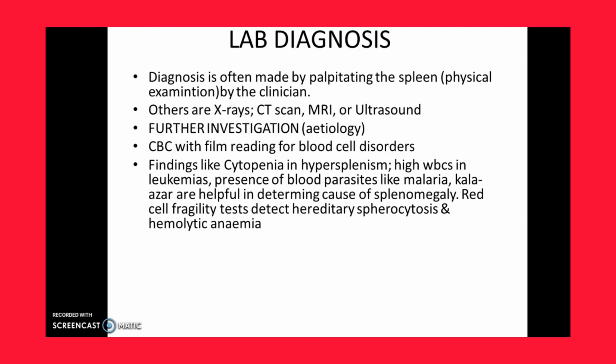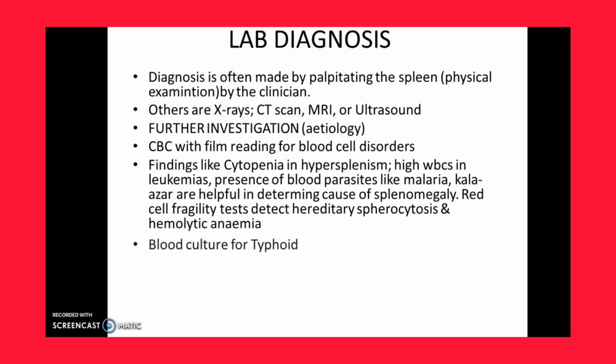Tests are helpful in determining the cause of splenomegaly. Red cell fragility, yes, where these cells, usually broken, are now taken away from the blood system, but they could occlude the blood vessels of the spleen, and thereby deny the spleen itself the necessary nutrients and oxygen for survival. So gradually the spleen itself atrophies and disappears. So it detects hereditary spherocytosis. There are tests that do that, and hemolytic anemia.